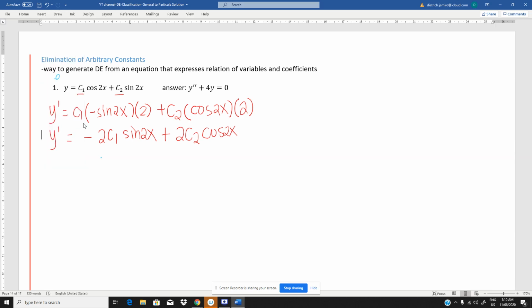Let me change my ink first to blue. So this is our equation 1. This will become our equation 2.